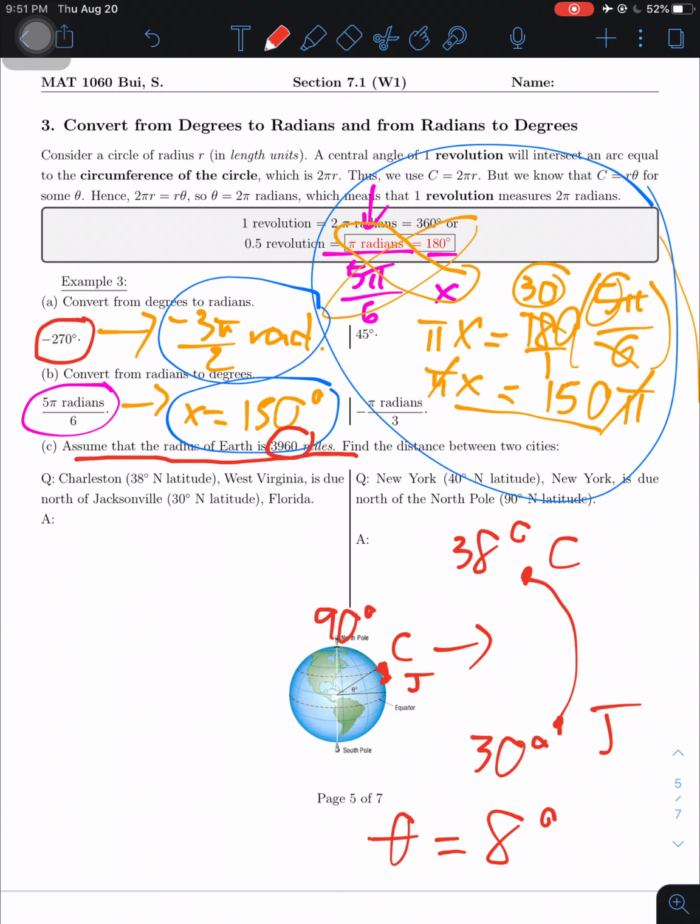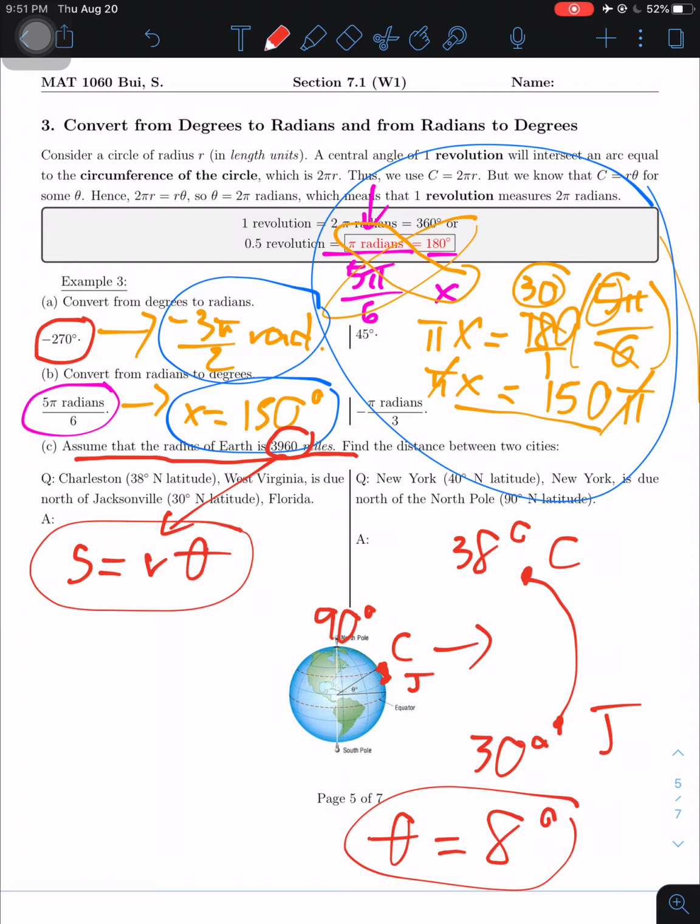Now, since they asked me for the arc length, let's recall the formula for the arc length, s equals r theta. We know that r equals 3960 already. We know that theta equals 8 degrees already. So if we put the two numbers together and multiply them, we get the answer. But it's still wrong. Why is it wrong? Because I told you guys, theta cannot be in degrees if you want to use this formula specifically. So with that said, we have to convert 8 degrees to radians. And how can we do that? We're going to use the same system that we used before. So let me erase the work in here.